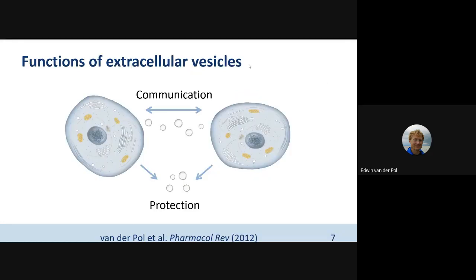To be a bit more specific on the functions, here you can see a schematic representation of two cells and some vesicles in between. And very roughly, you can divide the function of vesicles in two parts. Communication and protection. I will start with some examples of communication.